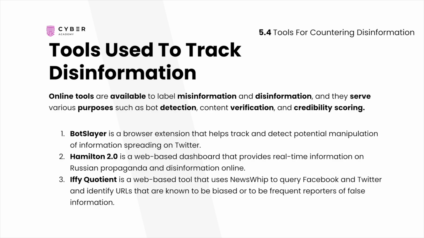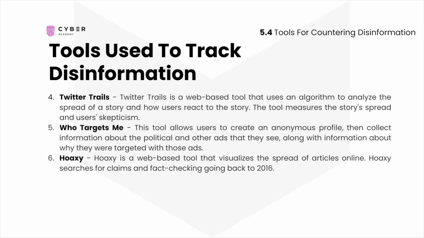The IFI Quotient is a web-based tool that uses NewsWhip to query Facebook and Twitter and identify URLs that are known to be biased or to be frequent reporters of false information. The tool then calculates the percentage of URLs on each site that are iffy or known for reporting false or misleading information. Twitter Trails is a web-based tool that uses an algorithm to analyze the spread of a story and how users react to the story. The tool measures the story's spread and user skepticism.